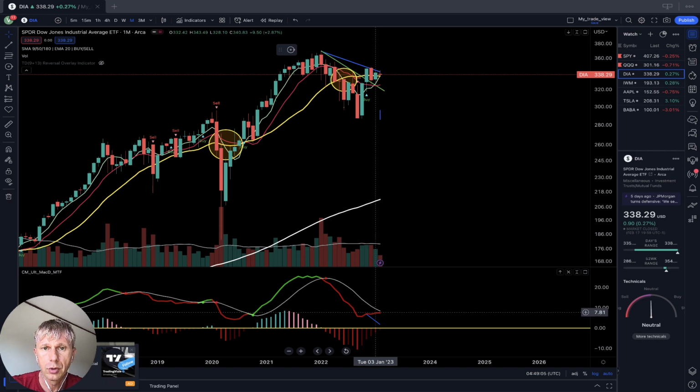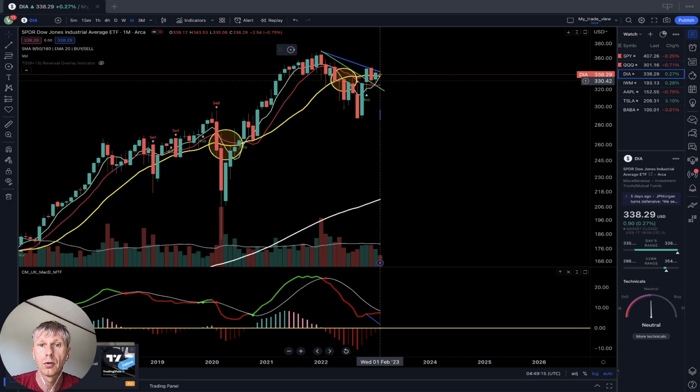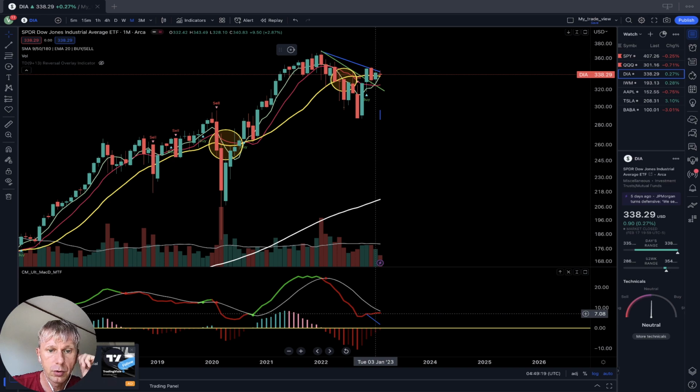MACD wants to do a bullish crossover. The last bar is not finished because the month is not over. It can be negative and can close below MA20. We'll see. So far it's bullish, and MACD is ready for a bullish crossover.